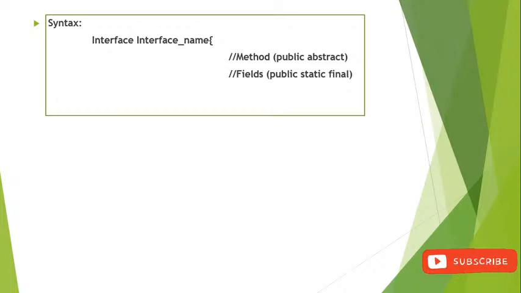All the methods present inside the interface are public and abstract, and all the variables are public, static and final. If you do not write these keywords, the compiler will add them automatically before the variables and the methods. Okay, so we will see that. So this is the syntax of our interface.